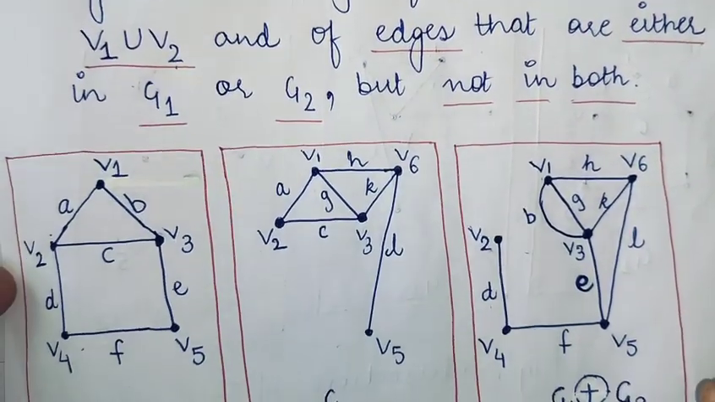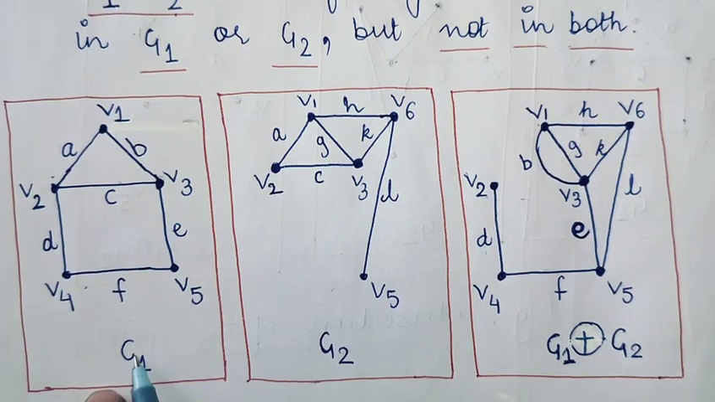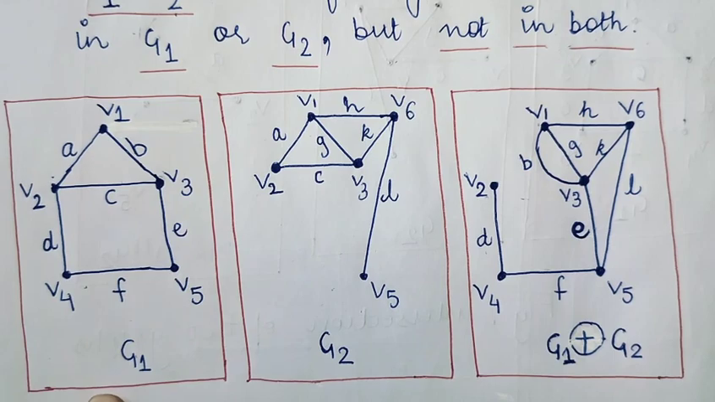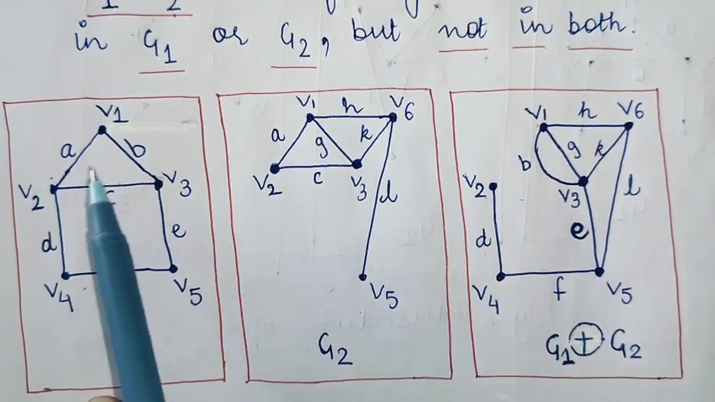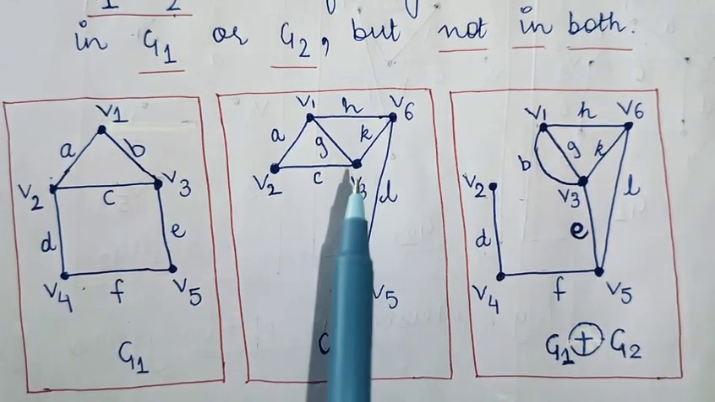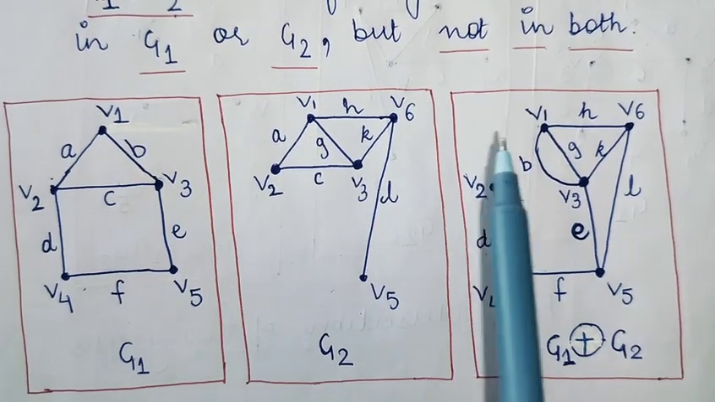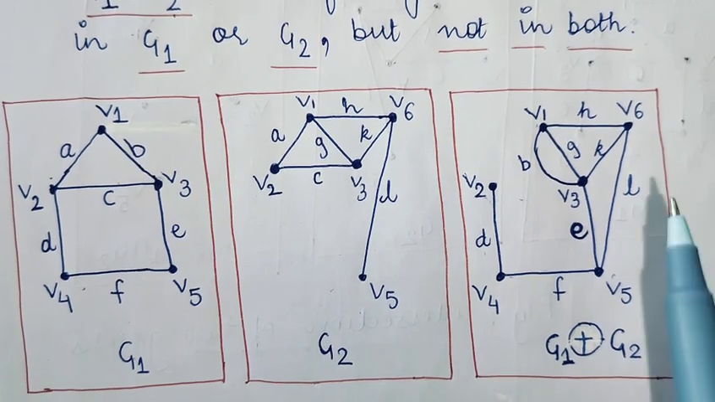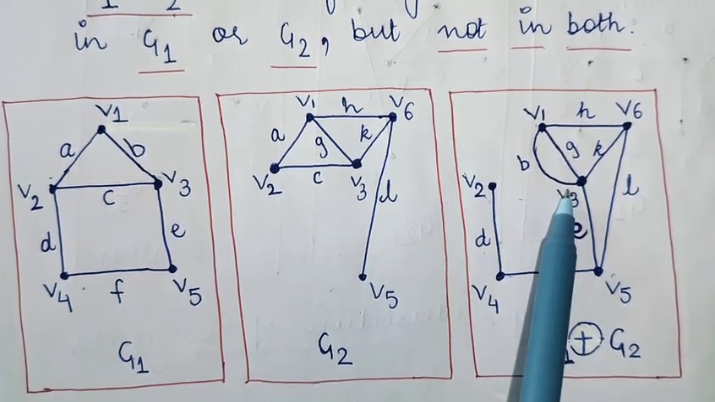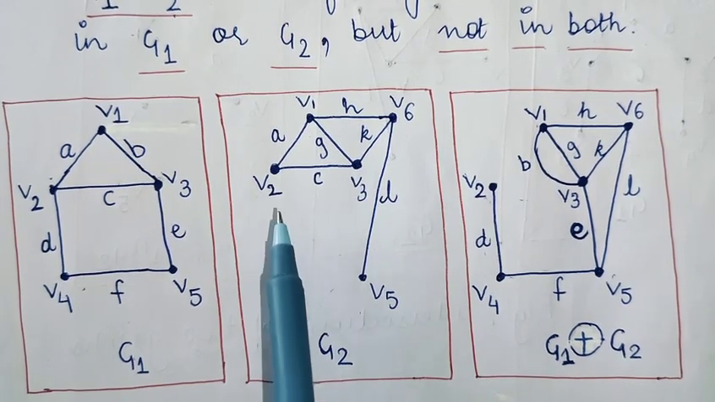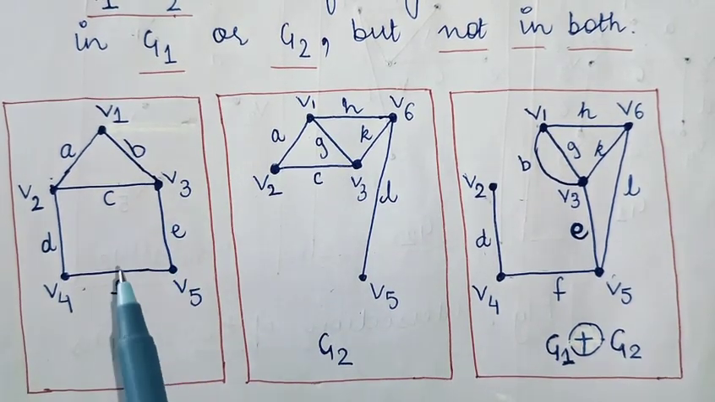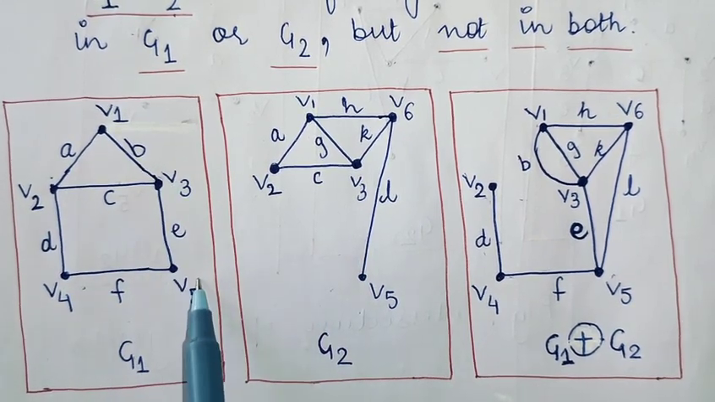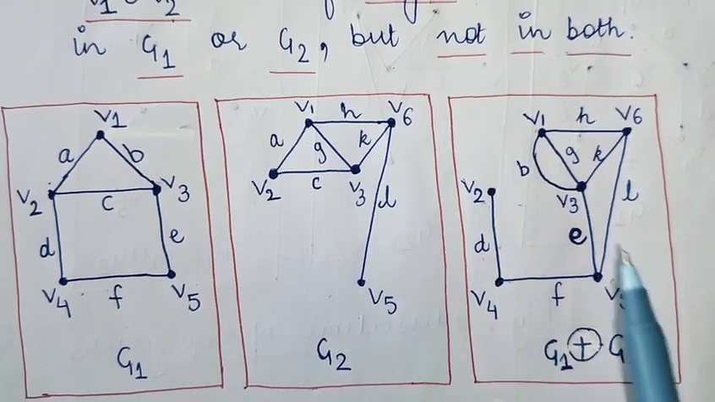So again we will look at the same example of the graphs G1 and G2. So here is G1 and here is G2. Now the vertex set is the union of both the graphs. So we will copy down all the vertices V1, V2, V3, V4, V5, V6, right? We have copied down all the vertices from both the graphs because the resultant vertex set is a union of the vertices of both the graphs.